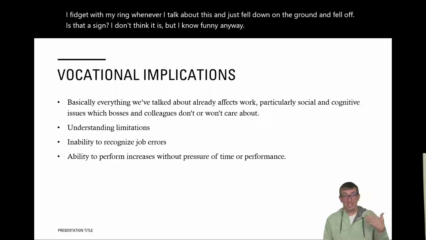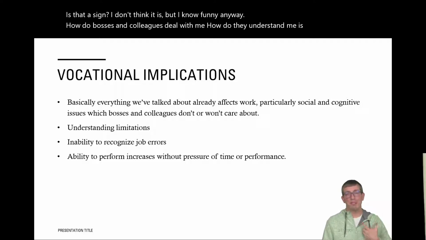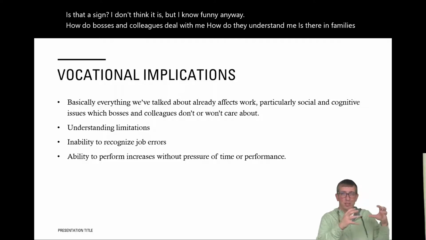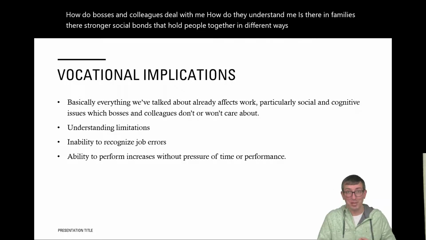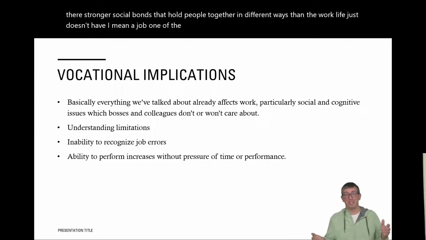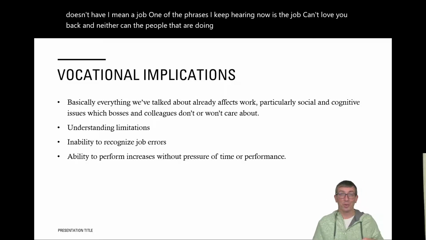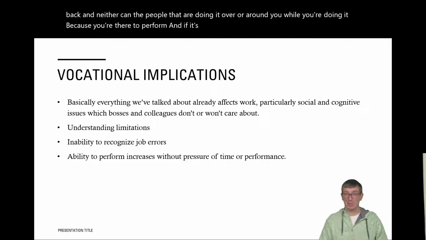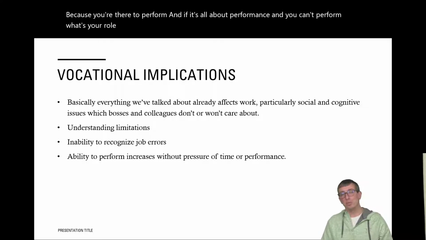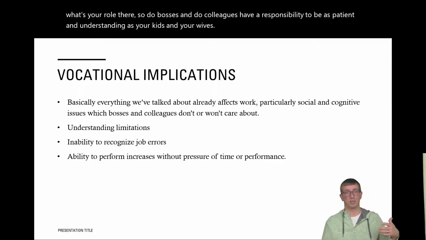So how do bosses and colleagues deal with me? How do they understand me? In families, there are stronger social bonds that hold people together in different ways than the work life just doesn't have. One of the phrases I keep hearing now is the job can't love you back, and neither can the people that are doing it or are around you while you're doing it, because you're there to perform. And if it's all about performance and you can't perform, what's your role there? So do bosses and colleagues have a responsibility to be as patient and understanding as your kids and your wives or husbands or parents or whatever it is?